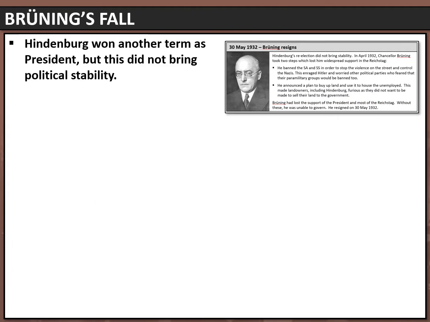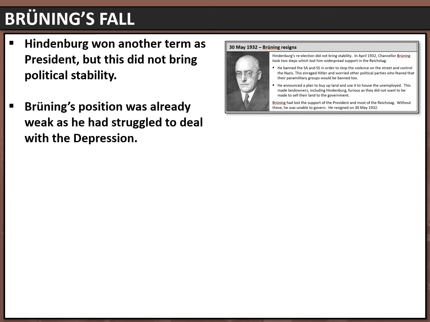So after Hindenburg won another term as president, it was hoped that the Weimar Republic would become more stable again, but in actual fact, this was not to be. Now, as you know, Chancellor Brüning's position was already weak because he had struggled to deal with the Depression, and Brüning had become reliant on President Hindenburg to pass his laws using Article 48. We call that rule by decree.